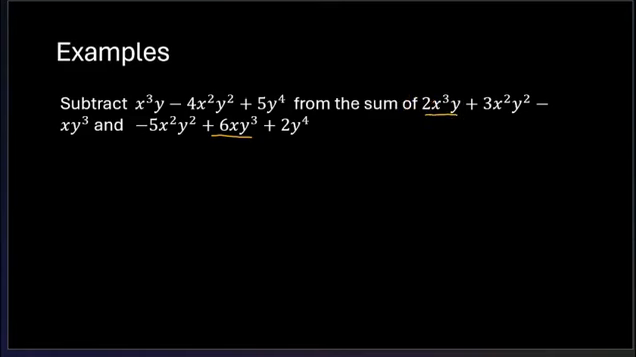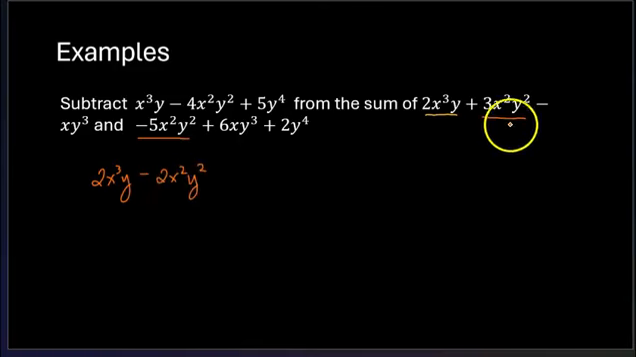Since they are not like terms, there are no like terms for x cubed y. When we simplify, we simply have 2x cubed y. How about x squared y squared? We have 3x squared y squared, and for the second polynomial we have negative 5. If we combine, positive 3 minus 5 is negative 2x squared y squared.